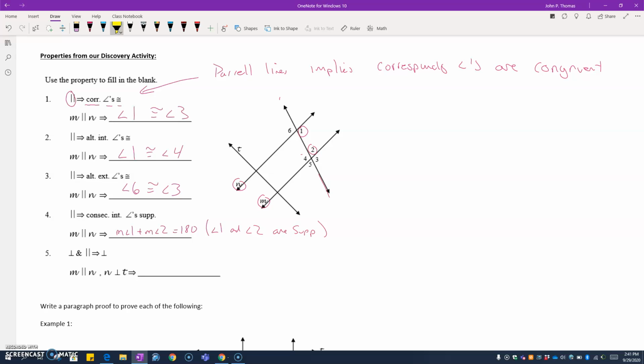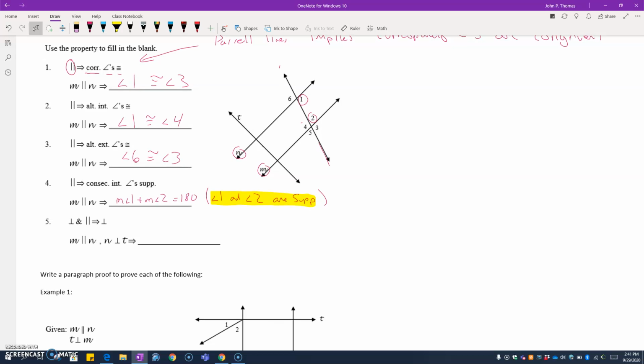Now, the reality is that second answer I gave is probably the better answer, because that's directly what the implication gives us. But again, we can jump once we know they're supplemental. We know the two measurements add up to 180. Number 5 says if you have a perpendicular line to a parallel line, that implies it's perpendicular to the other.